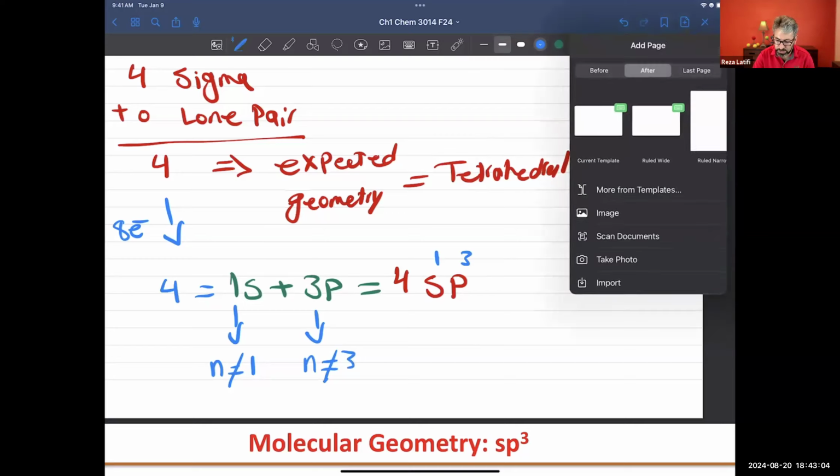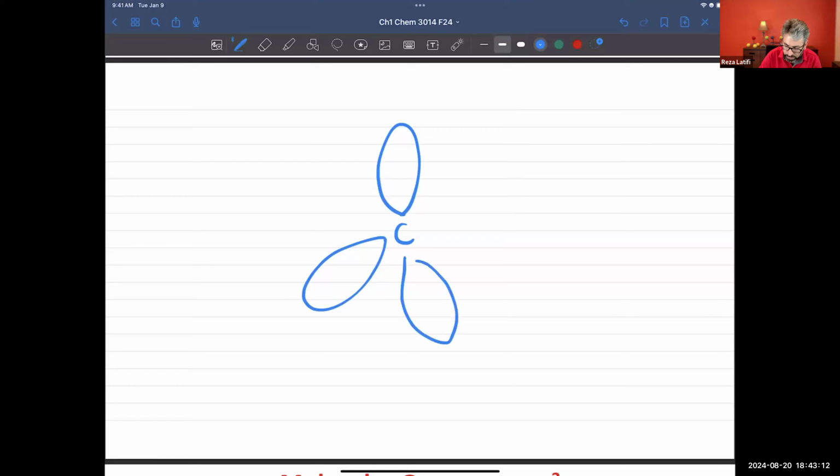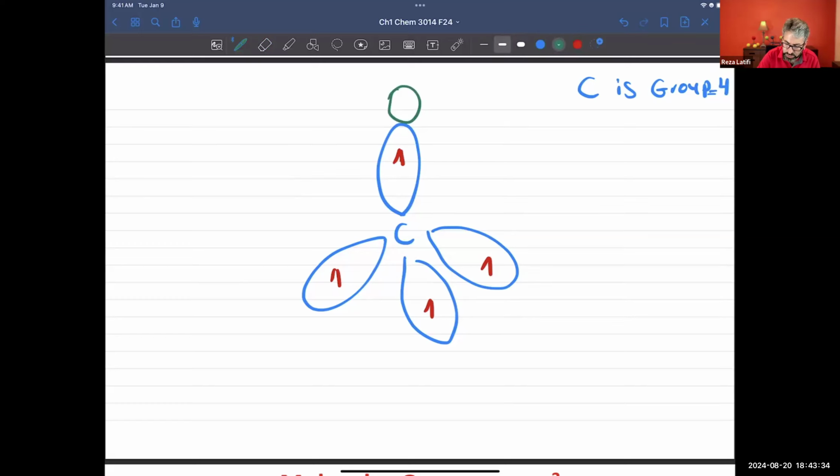Now let's show carbon. This is carbon. Carbon is a group 4, which means it has 4 valence electrons: 1, 2, 3, 4. And when fluorine or any other atom is reaching it, it's going to reach it through those sides. So you will have fluorine here.